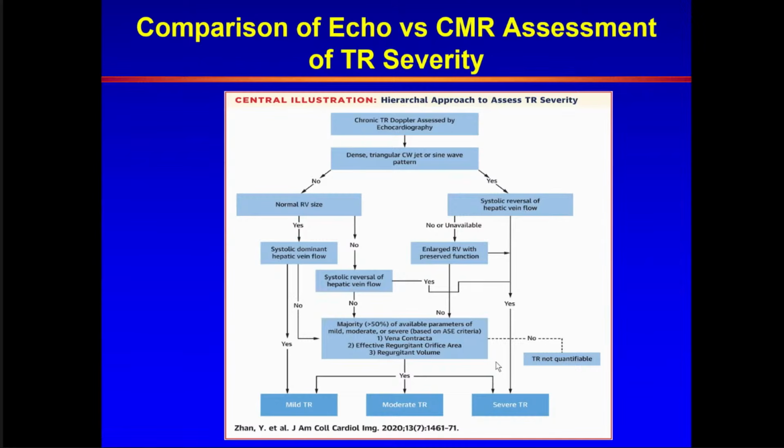This is severe TR. If you do not have these two signals, then you look at the RV function. If the RV is enlarged with preserved function, then again, you're looking more likely at severe TR. As these signals become less available or give you conflicting information, that's when you bring in the color Doppler and you use three criteria so that you can break the tie between the three.